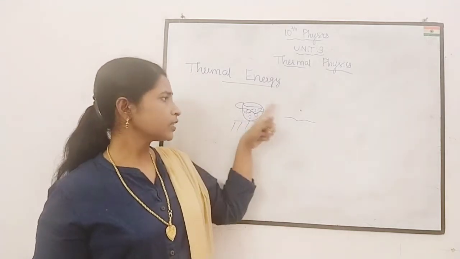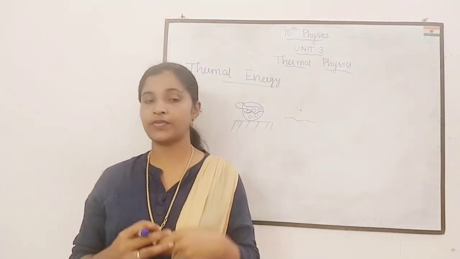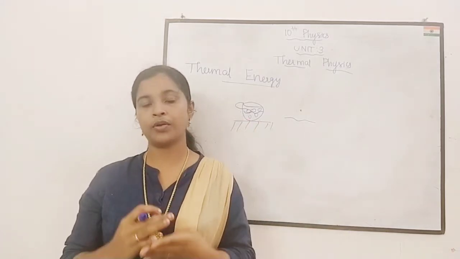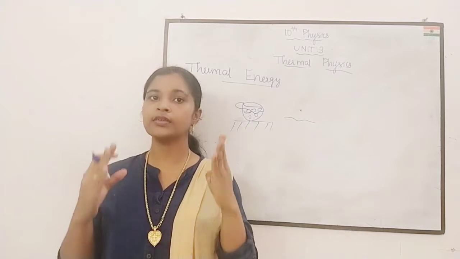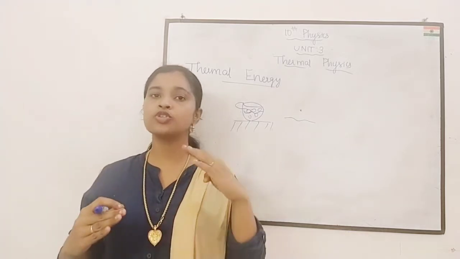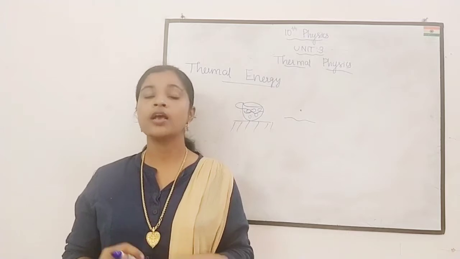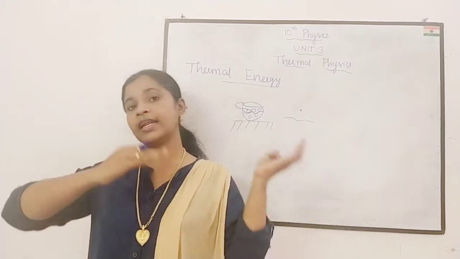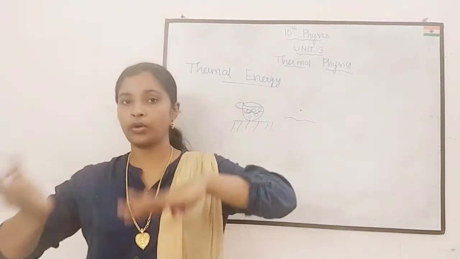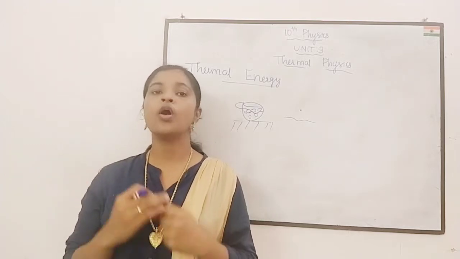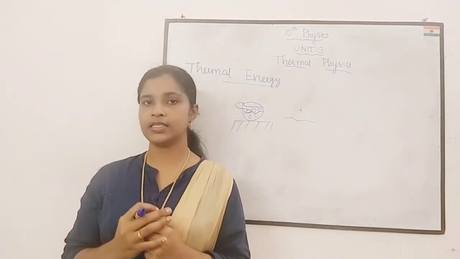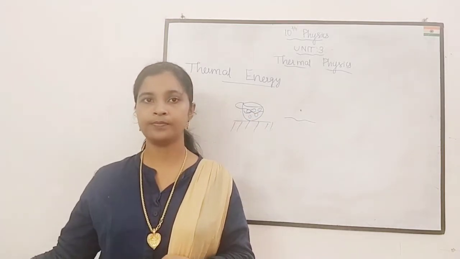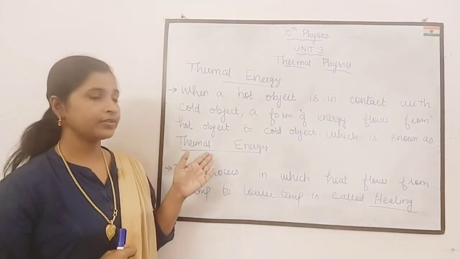So this is what happens in heat transfer. Either the heat transfers from the surrounding to the object or from the object to the surrounding. Anyway, the heat will transfer from the body with higher temperature to the body with lower temperature. This transfer of energy from higher to lower, we are calling thermal energy. This transfer of heat energy is called thermal energy. So this is the definition of thermal energy.